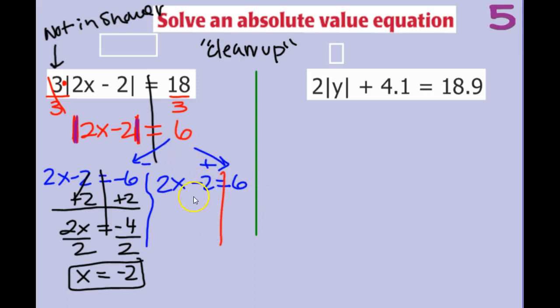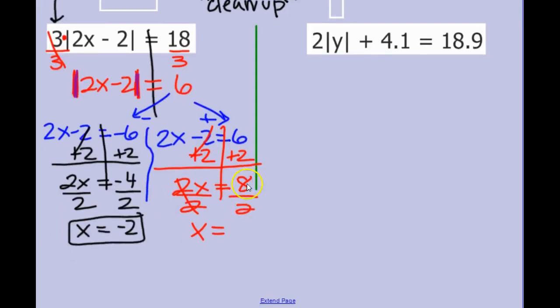And then our last one here, add 2, same as the other side. 2x equals 8, and divide by 2. Our answer on this side, 8 divided by 2 is 4.